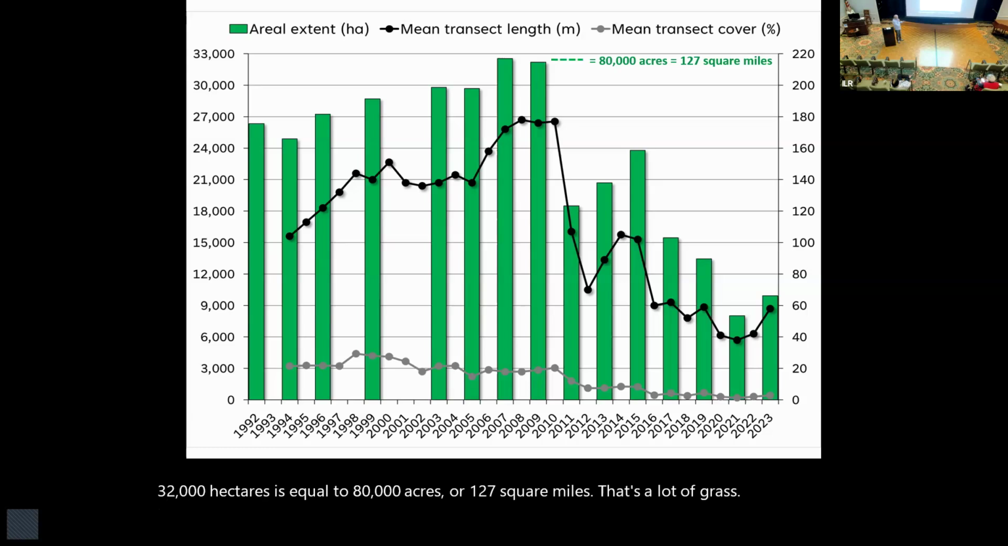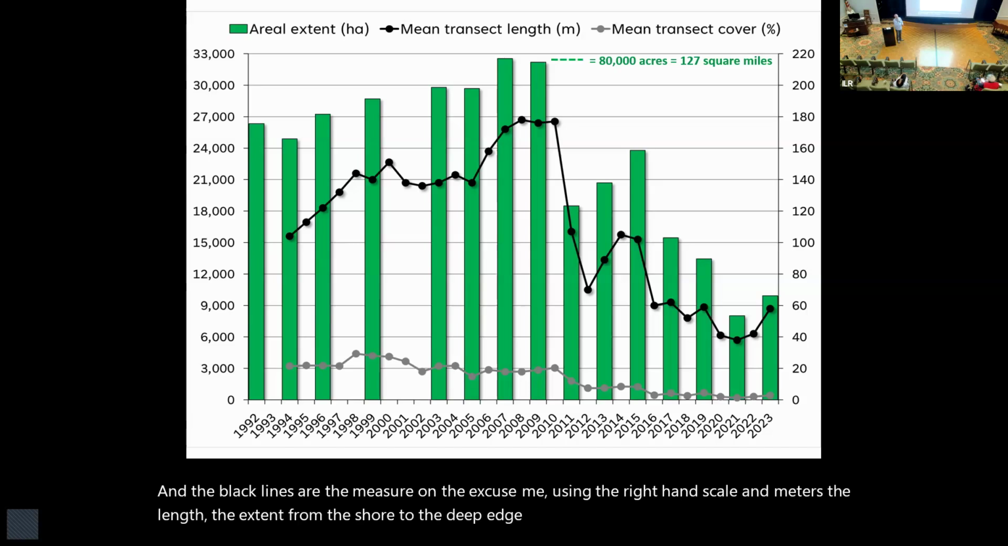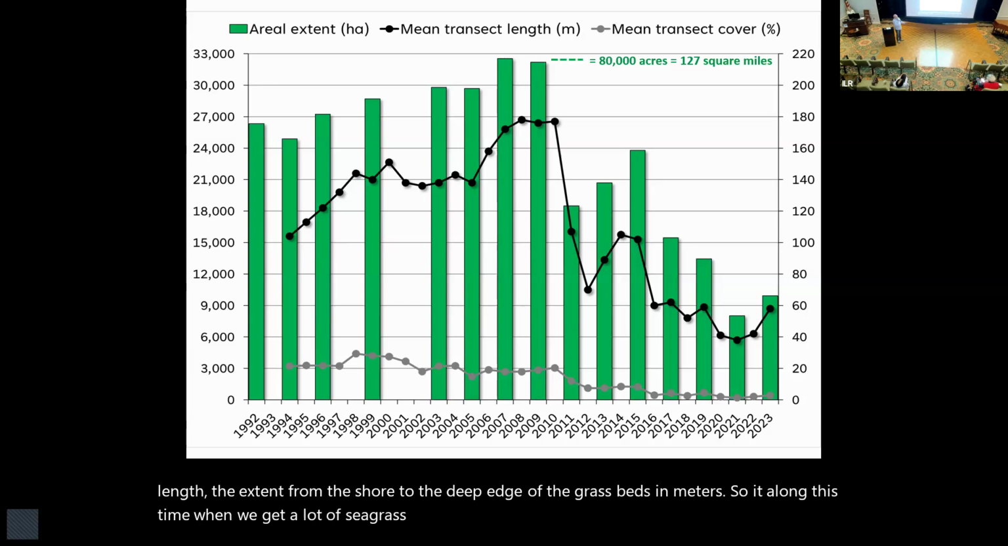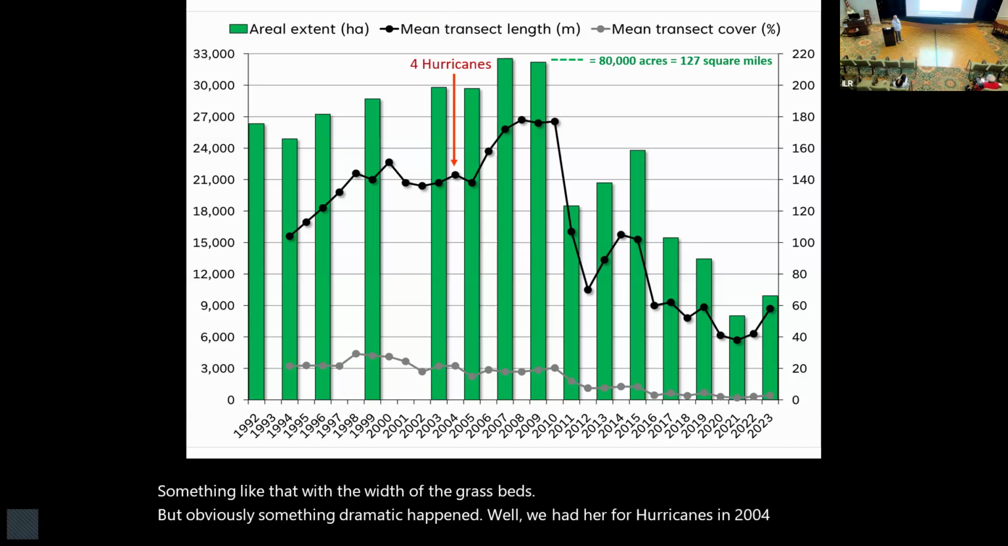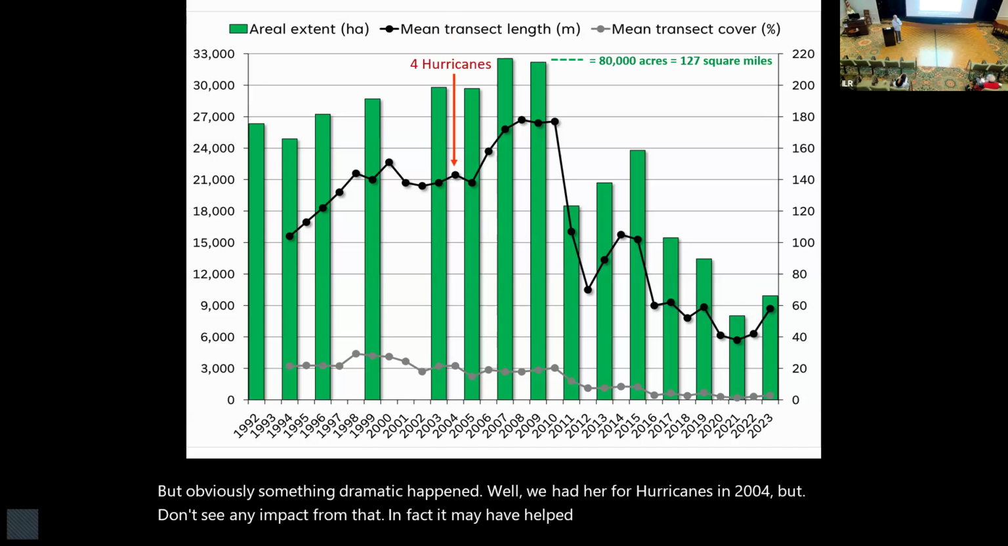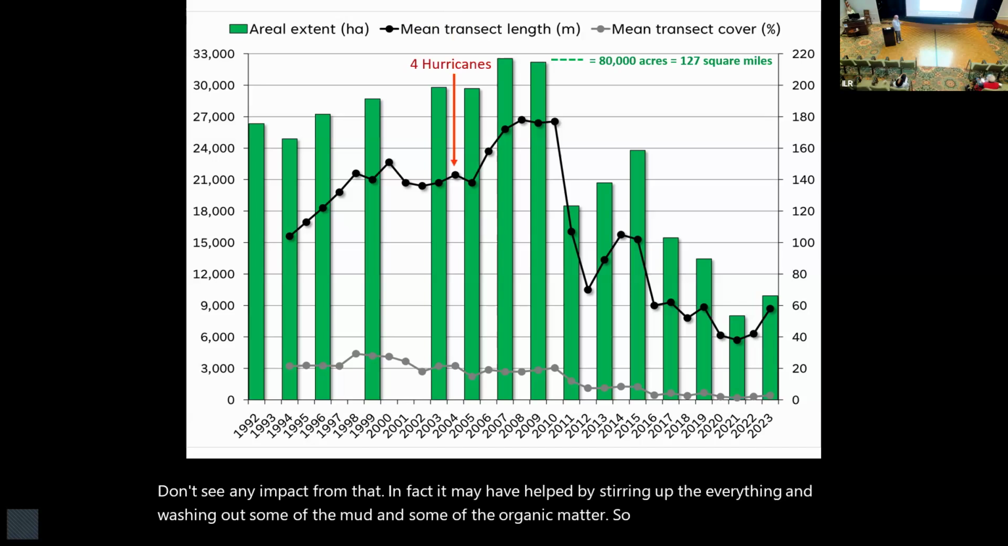And the black lines are the measure, using the right hand scale in meters, of the extent from the shore to the deep edge of the grass beds. So along this time when we got a lot of seagrass, the grass extended about 180 meters on average from shore. That's 560 feet, something like that, with the width of the grass beds. But obviously something dramatic happened. Well, we had 4 hurricanes in 2004, but I don't see any impact from that. In fact, it may have helped by stirring up everything and washing out some of the mud and some of the organic matter. So we actually got some improvement after that.